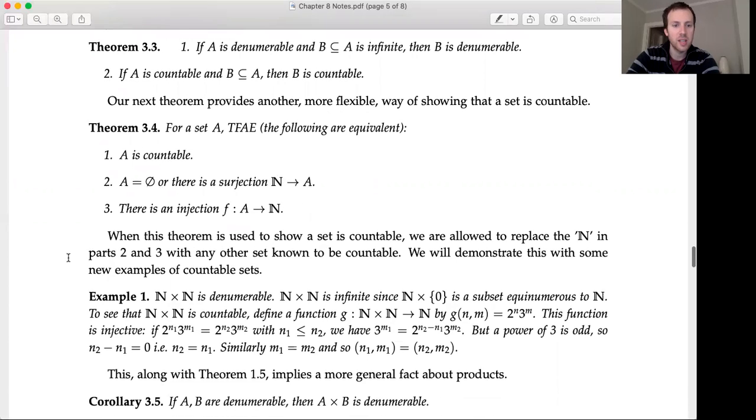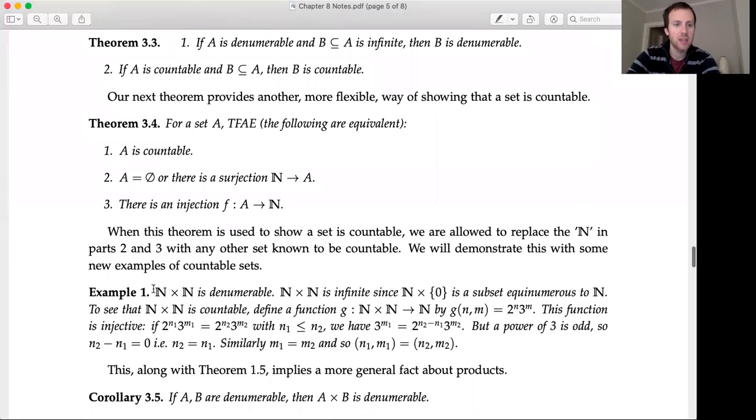So one way that this can get used is that N times N is also denumerable. So the set of all ordered pairs of two natural numbers has the same size as just all natural numbers. So this is like an infinite grid, the first quadrant of the xy plane, all of the grid points. That has the same size as the natural numbers.